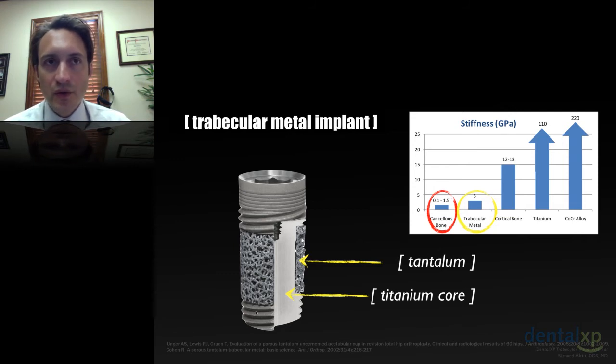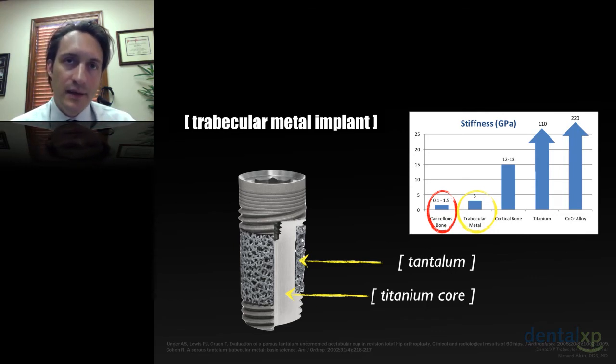It's very interesting also to look at cancellous bone and its modulus of elasticity. Cancellous bone is about here, and trabecular metal is here. This is very important because when we look at titanium, we know that titanium is unforgiving from an occlusal standpoint. Trabecular metal has better, more physiologic properties when applied in the mouth and when applied to dentistry and occlusion. And you can see it also compared to cortical bone and to chromium cobalt.